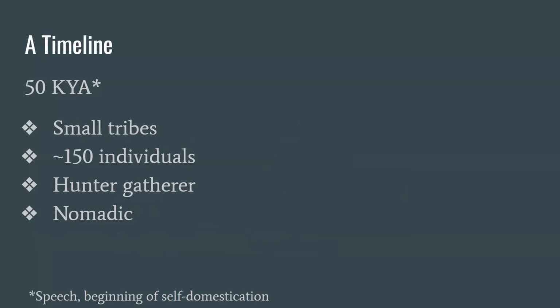Then 50,000 years ago, we get speech. It's the beginning of self-domestication. We're still in small tribes, but they're getting bigger. There's about 150 individuals now in a tribe. And this is enabled by speech, right?